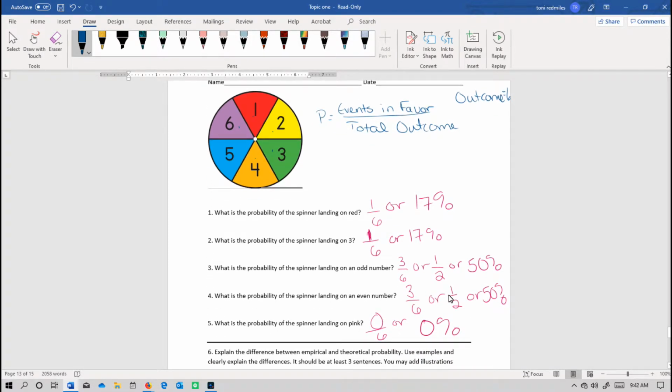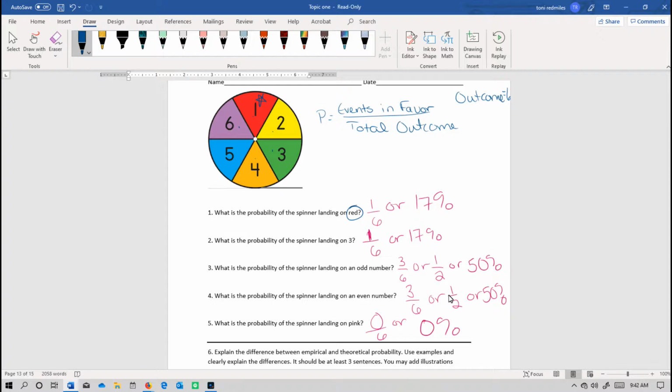Now we got to look at the events in favor. So in the first one, what is the probability that a spinner will land on red? Well, there's only one spot that's red, okay? There's only one spot on the spinner that's red, so one event is in favor out of 6. And if you turn that into a percent, it's actually 0.16 into infinity, but round up to the hundredths place and you'll get 17%.